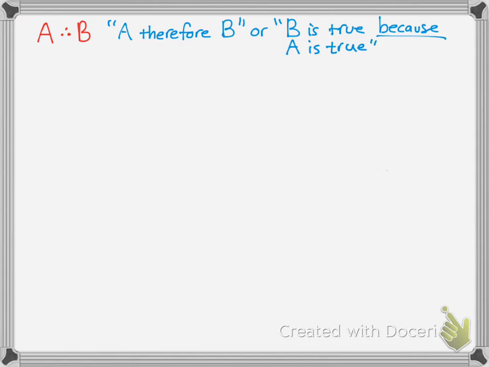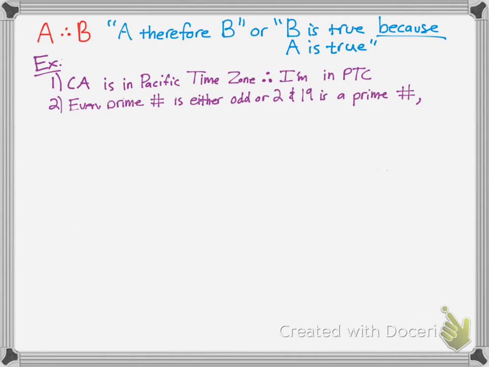Okay, so what if we had A, therefore B? Those 3 dots mean therefore. That's how you would say it in English, A, therefore B. Another way you could say it is B is true because A is true. That's pretty much what therefore means. Okay, let's have an example. California is in the Pacific time zone, so therefore I'm in the Pacific time zone. If I were in California, then I would say I'm in the Pacific time zone. Next one: every prime number is either odd or 2, and 19 is a prime number. Therefore 19 is odd.